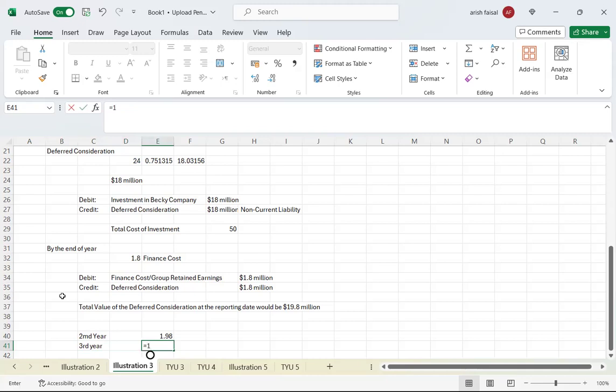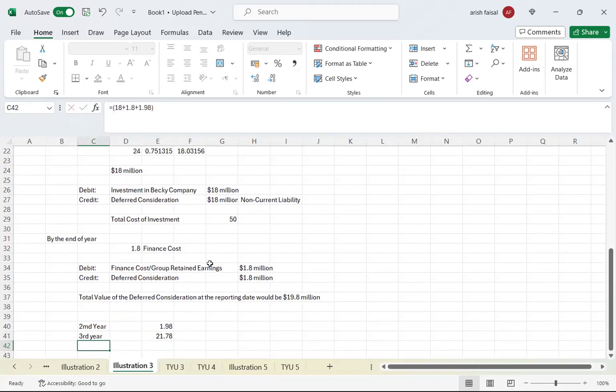So initially, as you know, we recorded the liability as 18, but then we increased it by 1.8, and then we increased it by 1.98. So now the value of the liability would be, here you go, 21.78. And on this again, for the third year, you will have to charge 0.1, that's 10%. So it will become 2.178. That's the finance cost which you will be recording in the third year.